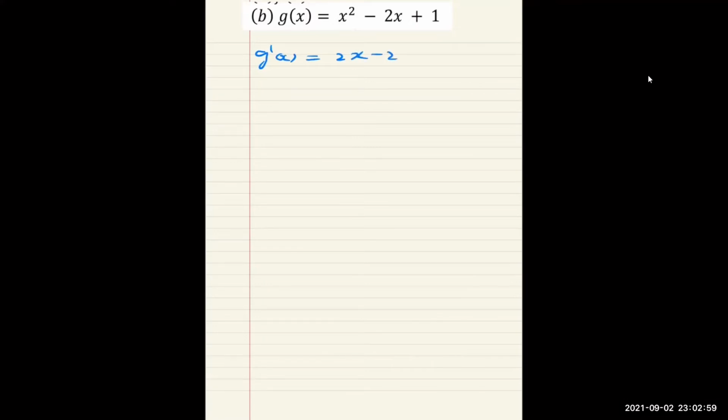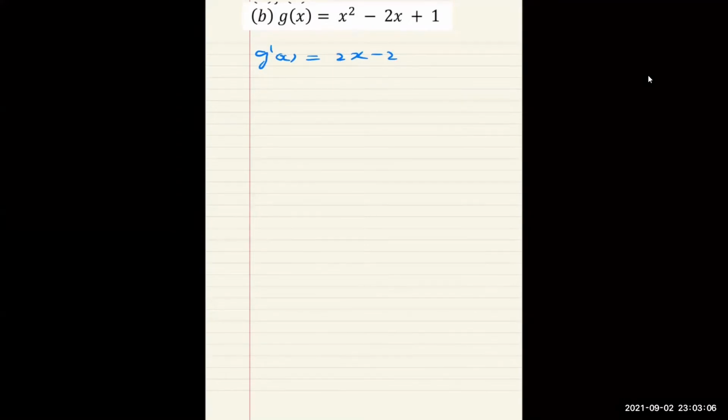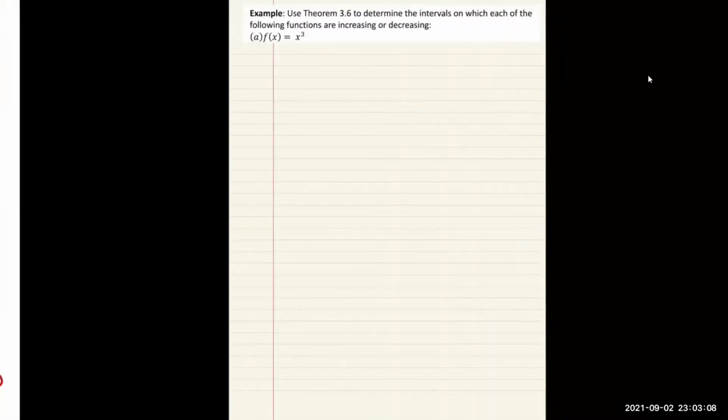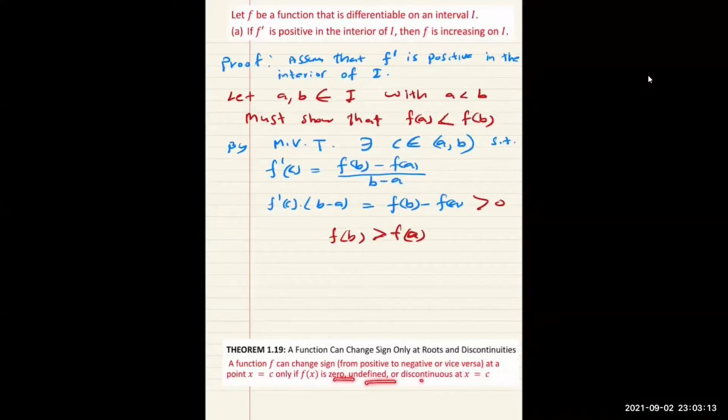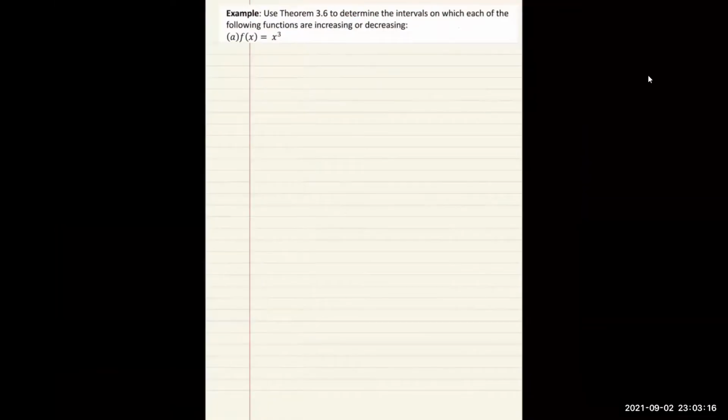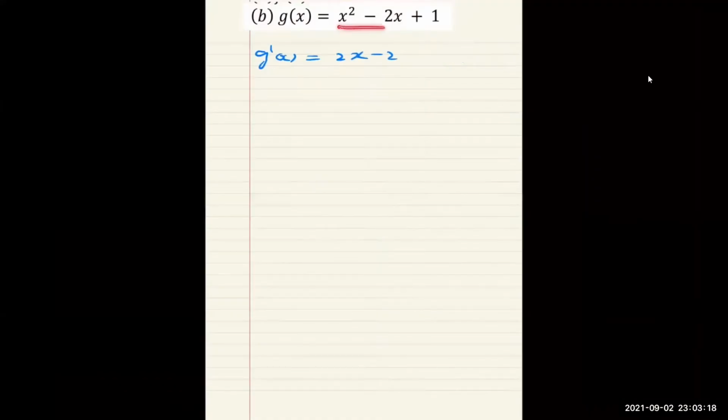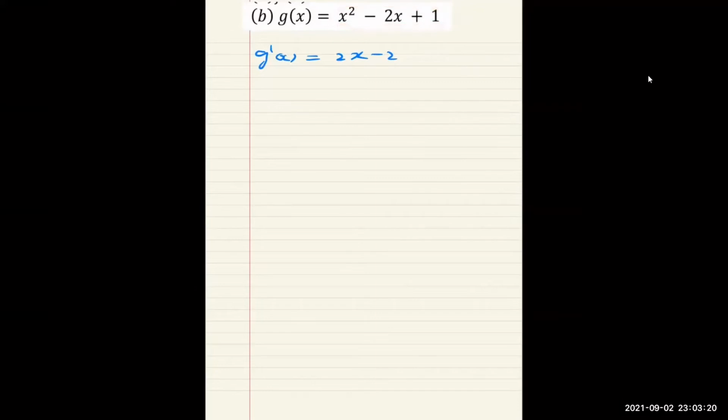Now I want to see where my g prime is positive and where my g prime is negative. For that, we know from this theorem that the function can change sign only at zeros, undefined points, or discontinuous points. But notice that this is a nice polynomial, so it is continuous and differentiable everywhere. So there is no undefined point, and there is no point that is not continuous.